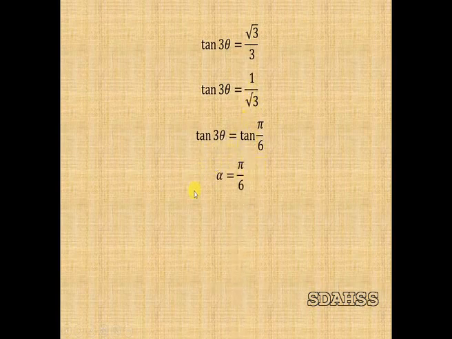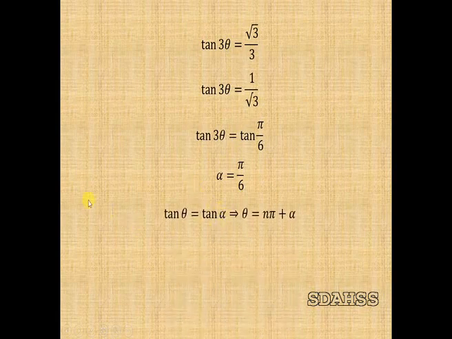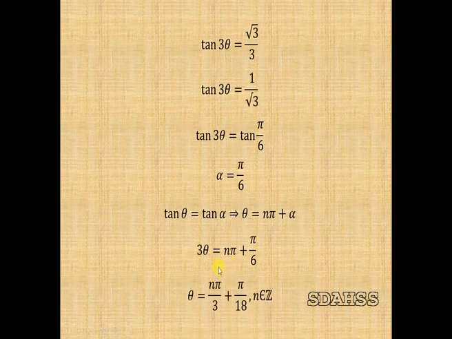Now this is of the form tan theta is equal to tan alpha, so theta is equal to n pi plus alpha. Substitute the value. So you have 3 theta is equal to n pi plus pi by 6. Divide the whole equation by 3. So you have theta is equal to n pi by 3 plus pi by 18, n belongs to Z.